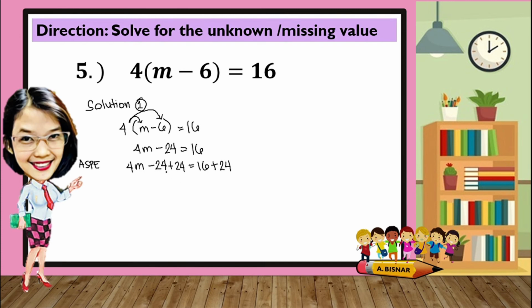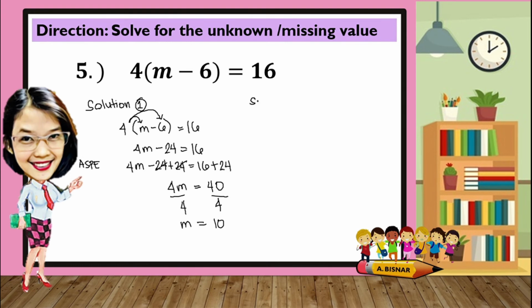So this will be 0. So you only have 4m on the left side of the equation. And 16 plus 24 is 40. Then, you have to divide it by 4 to get the value of m. So in here, the value of m is 10.